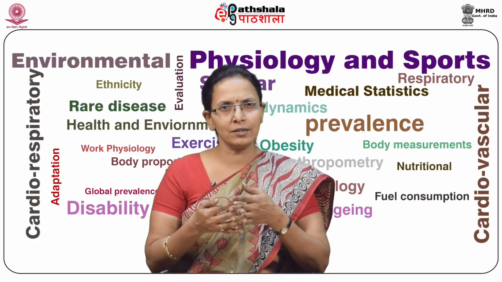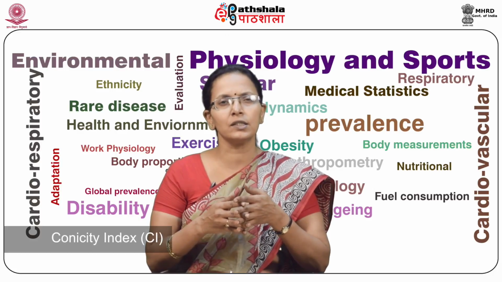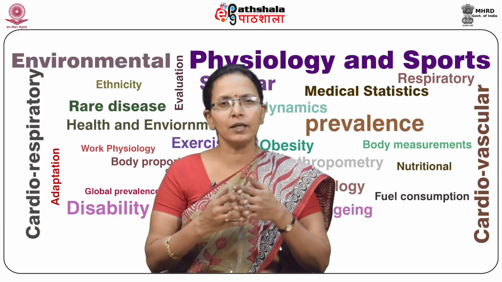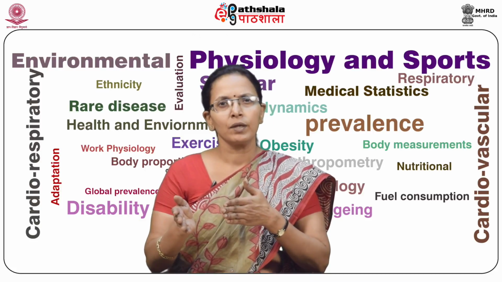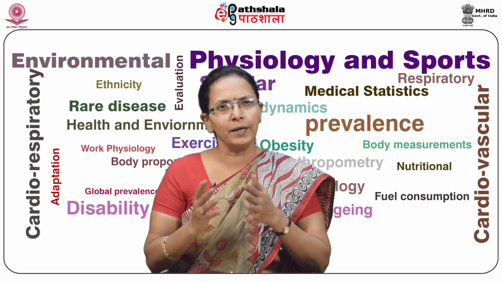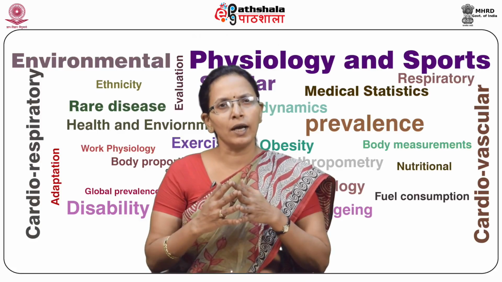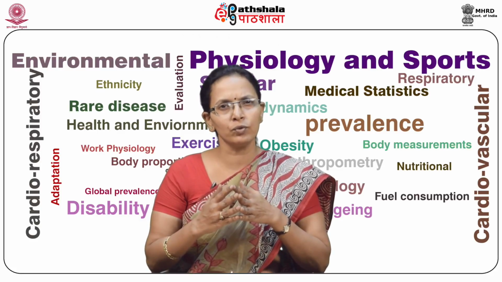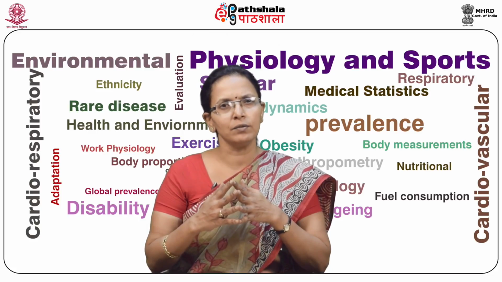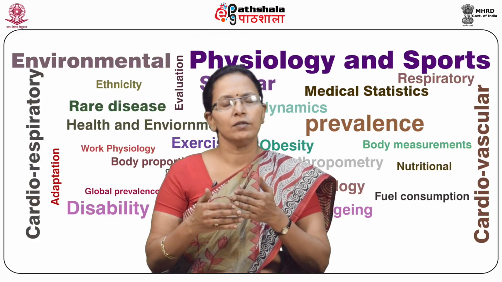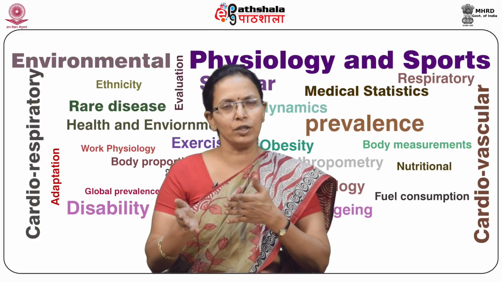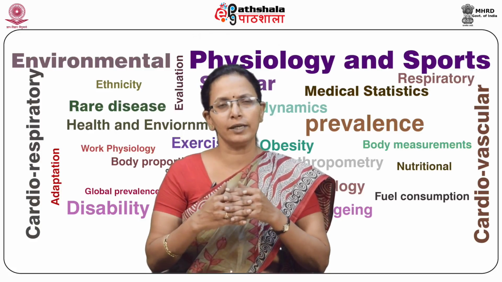And the last is the conicity index, that is the CI, which can be taken as a ratio of waist circumference in meters divided by 0.109 into square root of the body weight in kg divided by height in meters. So this way we can assess the physical fitness measure using the anthropometric technique.